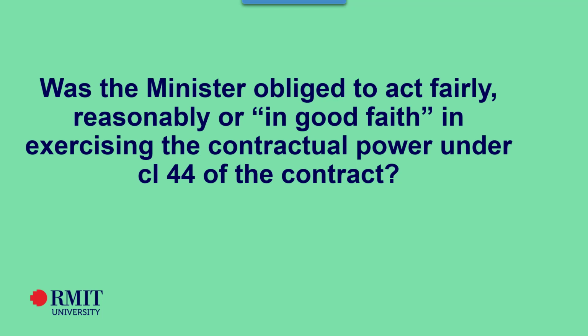So the issue in this case is whether the minister was obliged to act fairly, reasonably or in good faith in exercising the power that they had under Clause 44 of the contract. Clause 44 of the contract is the one where, unless they've seen evidence that they're satisfied with, they can either take over the contract or they can kick Renard out. Okay?